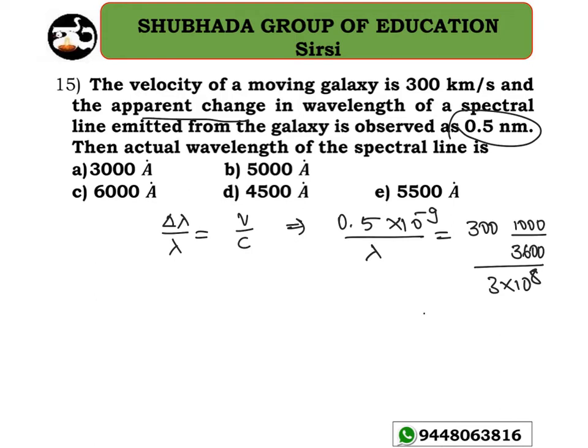If you simplify this, it is 5 by 18, the simplification is 5 by 18 here. So therefore I will get lambda as how much? We'll get lambda as 5000 angstrom. So option B is the right answer for this question.